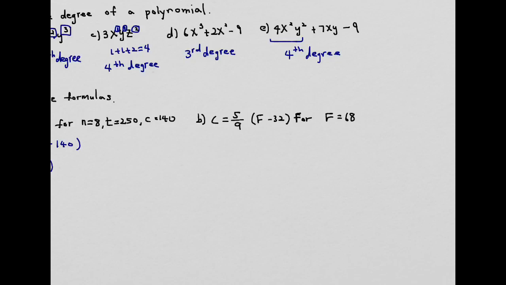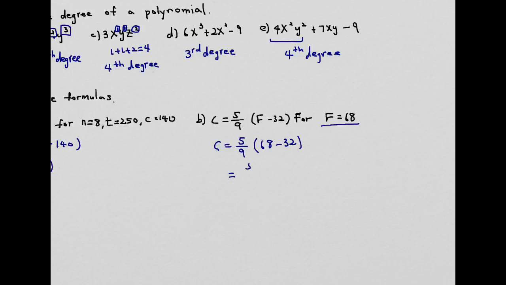We have C equals 5 over 9 times F minus 32 for F equals 68. This formula right here is the formula for changing Fahrenheit to Celsius. But even if we don't know what the formula is for, when it says evaluate, you just need to replace the given variable with the value. The given variable with value is F equals 68. So let's replace that and see if we can simplify it and find C.